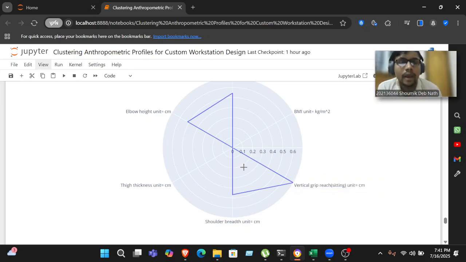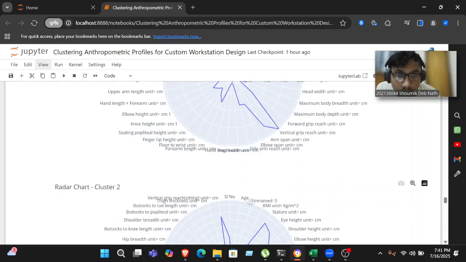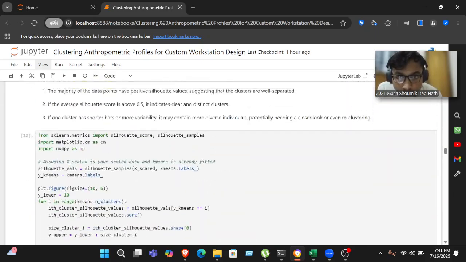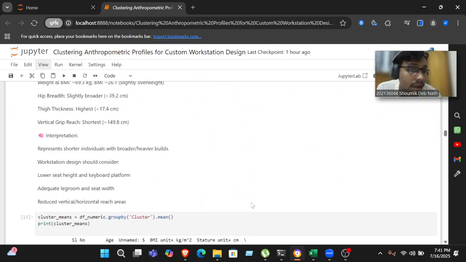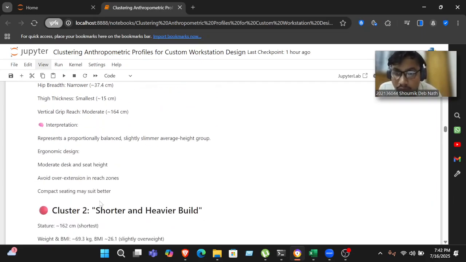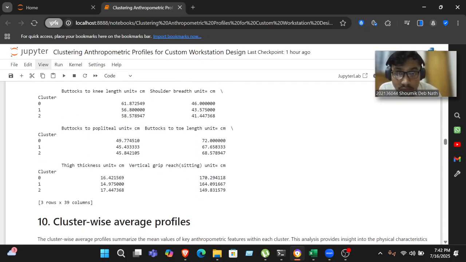So obviously it's indicating the traits of an average height person, right? And it also indicates a slim figure. So it's a clear indication of what cluster 1 means, which is average height and slim build. Here are the interpretations of what it actually represents: a balanced, slightly slimmer, average height group, as you have seen in the chart.